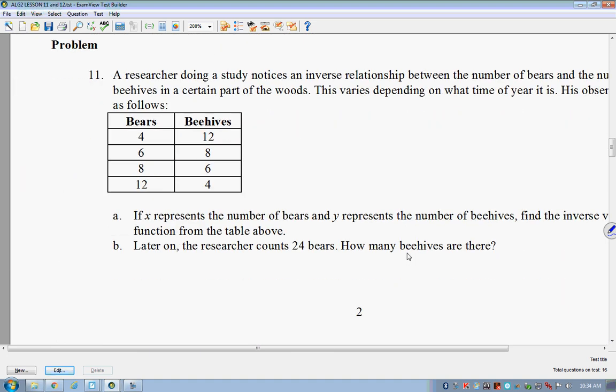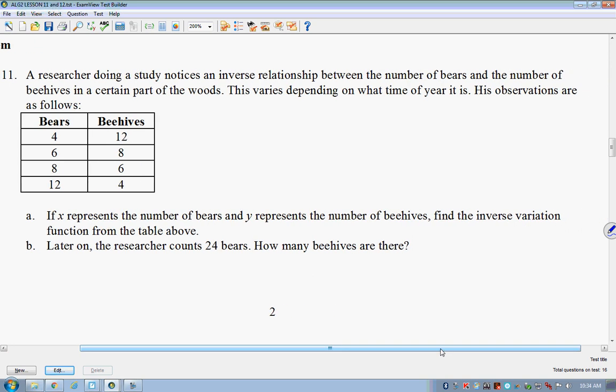All right. This is probably a good question to end on if we can get through it. A researcher is doing a study of an inverse relationship between the number of bears and the number of beehives in a certain part of the woods. As bears go up, what happens to beehives? They go down because bears like honey, right? This varies depending upon what time of year it is. His observations are as follows.